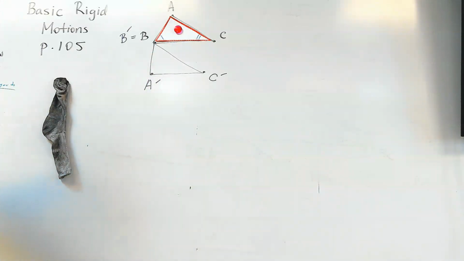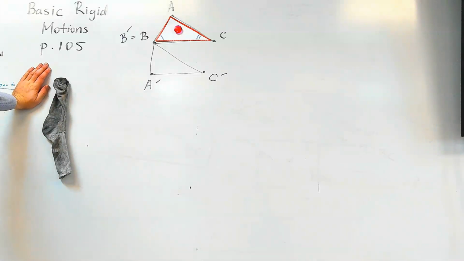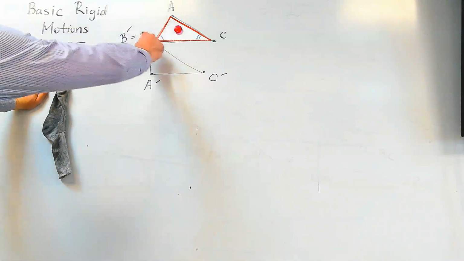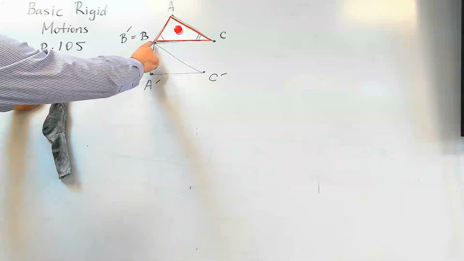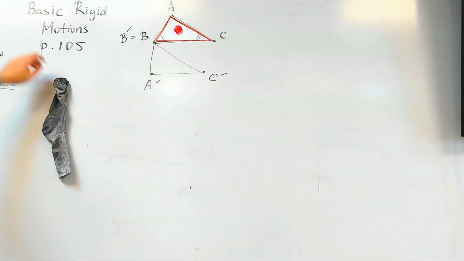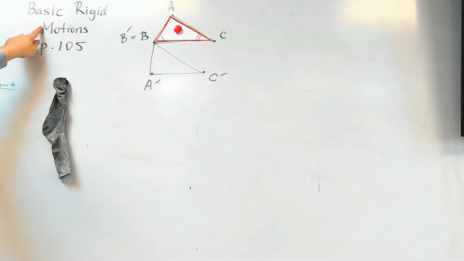Okay, I want to let you guys pause, see if you can use a patty paper or something to find out how you can get from triangle ABC to A prime, B prime, C prime using nothing but basic rigid motions. Okay, we'll pause right here.